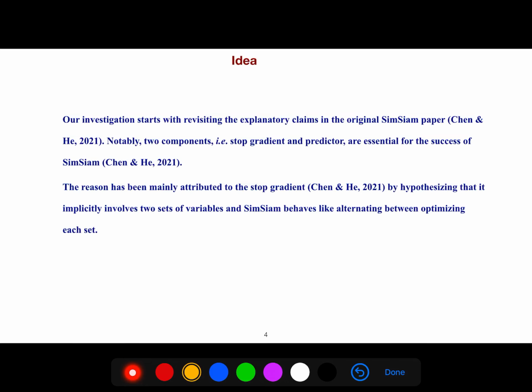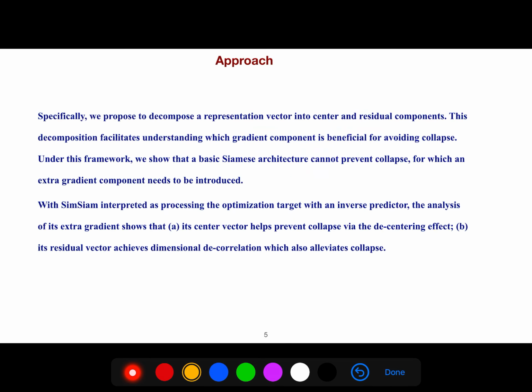So our investigation starts with revisiting the explanatory claims in the original SimSiam paper, notably two components, one of them stop gradients, the other one predictor, are essential for the success of SimSiam. The reason has been mainly attributed to stop gradients by hypothesizing that, instead of backpropagation, we use stop gradient. We propose to decompose a representation vector into center and residual components. This decomposition facilitates understanding which gradient component is beneficial for avoiding collapse.